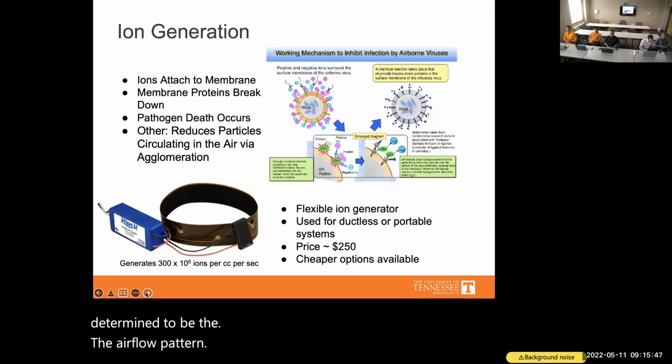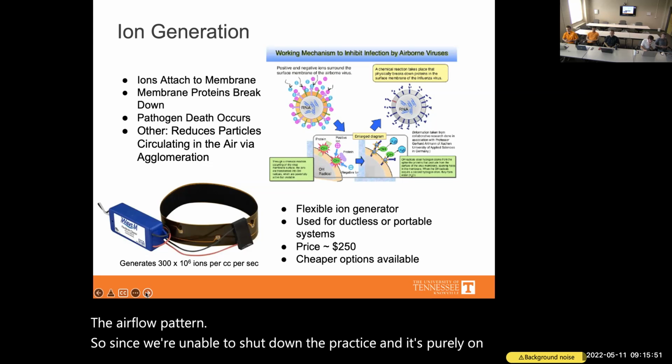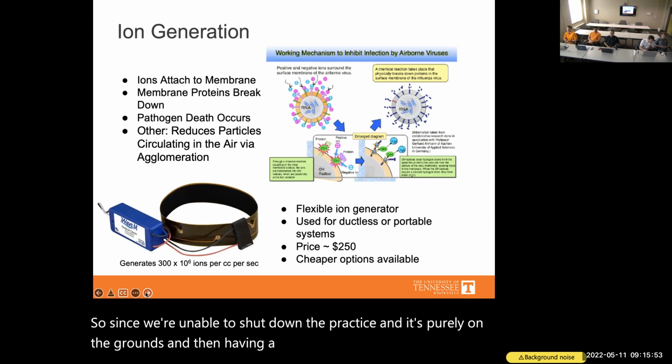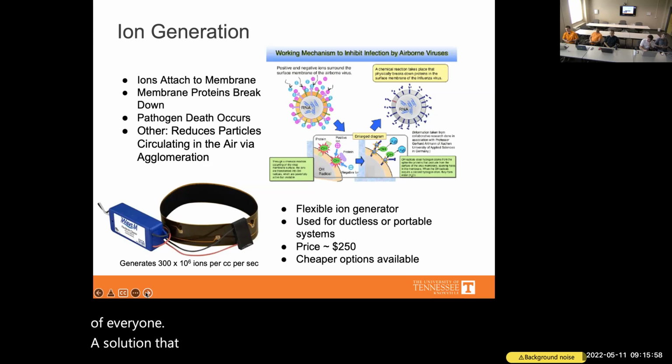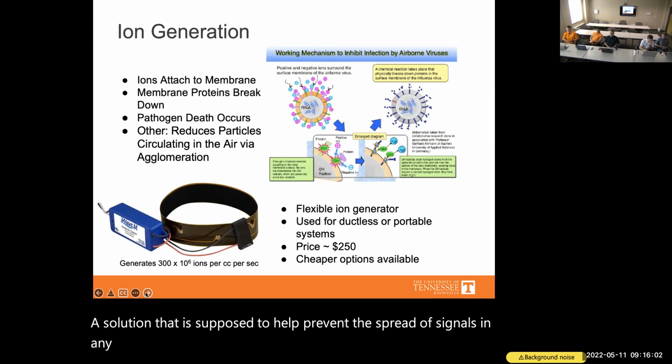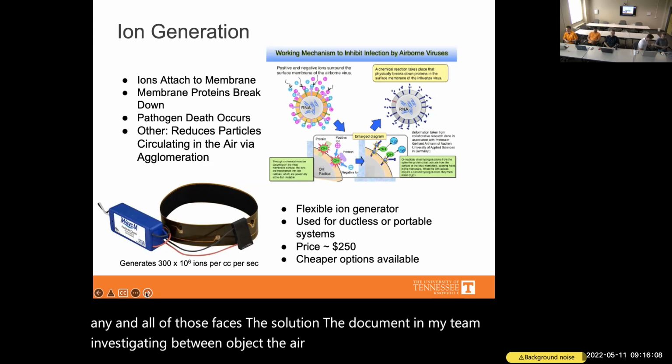So since we're unable to shut down the HVAC systems purely on the grounds of it having a negative impact on the transmission of airborne pathogens, a solution must be proposed to help prevent the spread of sickness in any and all indoor spaces. The solution Dr. Miller and my team are investigating is to inject air ions into the HVAC airstream.